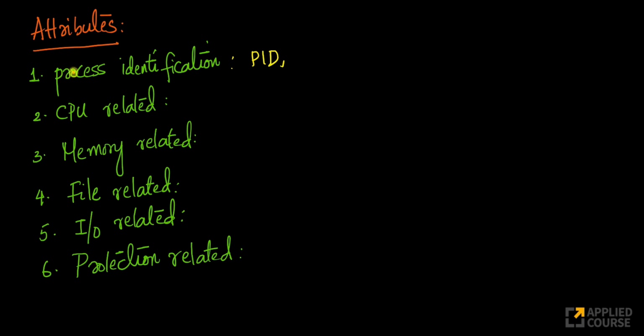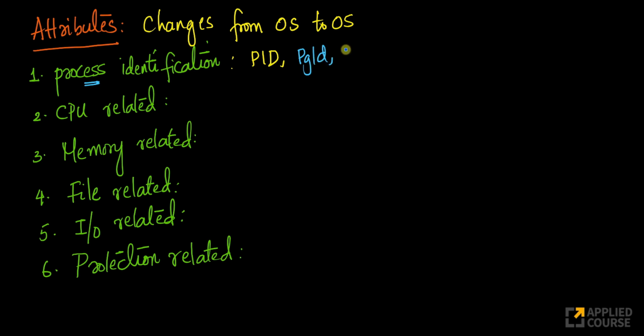Again, the attributes associated with each process differ from OS to OS, because different operating systems are implemented differently. But broadly speaking, these are the types of attributes that we typically store. The process identification is often referred to as process ID or PID on most Unix-based systems. You also hear terms like PGID or just ID in some operating systems, but this is a unique way to identify a process.